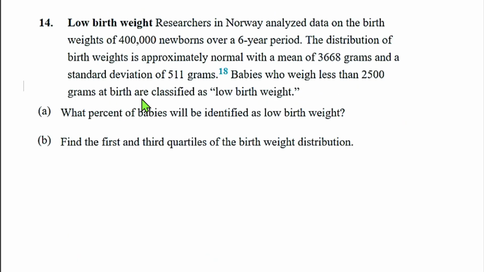This problem, baby birth weight. The mean is 3,666 grams. That's like 3.6 kilos. And babies who weigh less than 2,500 are considered low birth weight. Yeah, that's just like 2.5 kilos. So let's see. Standard deviation, 511. These numbers are just a distraction, but kind of interesting actually that this is real data, and they even give some reference you can find at the end of the textbook from Norway.